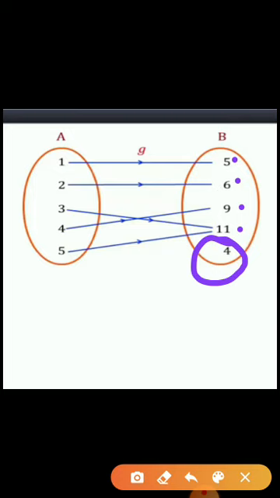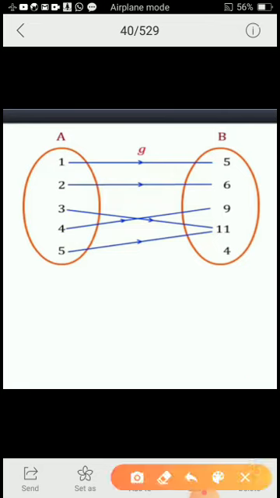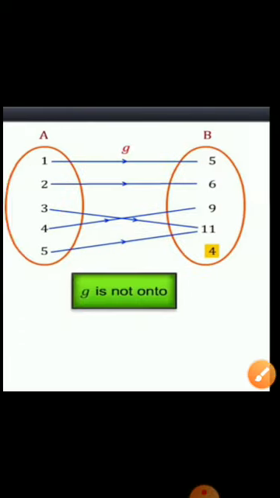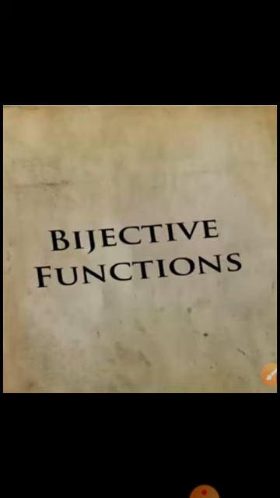Okay. Is this an 1-1? No. Because 3 and 5, they have the same image. Okay. Next. So G is not an onto function. Now next is a bijective function.